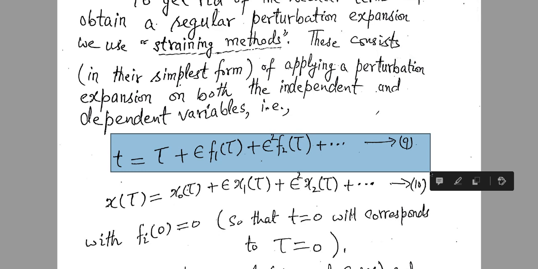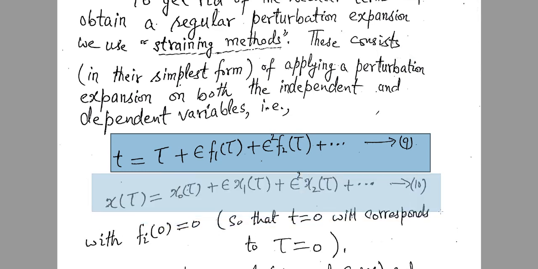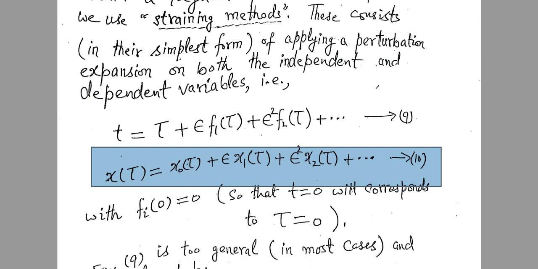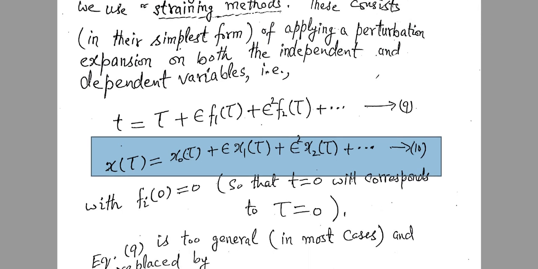The dependent variable will be expanded in the form given in equation number 10, x of tau. Now our dependent variable has moved from t to tau, because time has been changed to tau. So this expansion is of the form x naught of tau plus epsilon x1 of tau and so on. So the straining method simply consists of these two equations 9 and 10. That is, we have to introduce a perturbation expansion for both the independent as well as the dependent variable.